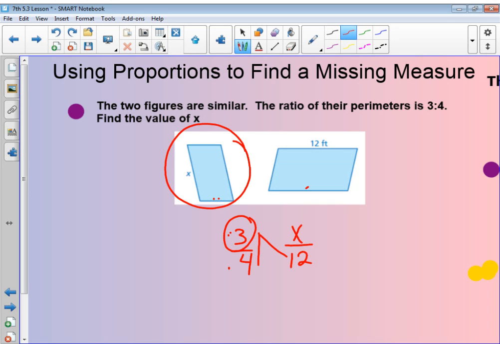So if they give you the ratio, then you're gonna have to do some looking at the figures and deciding which goes with which. So 12 times 3 is 36 divided by 4 gives me 9. So x equals 9 feet.